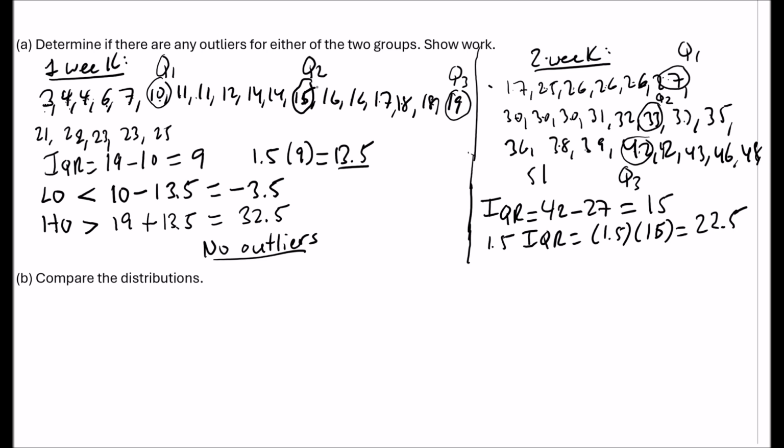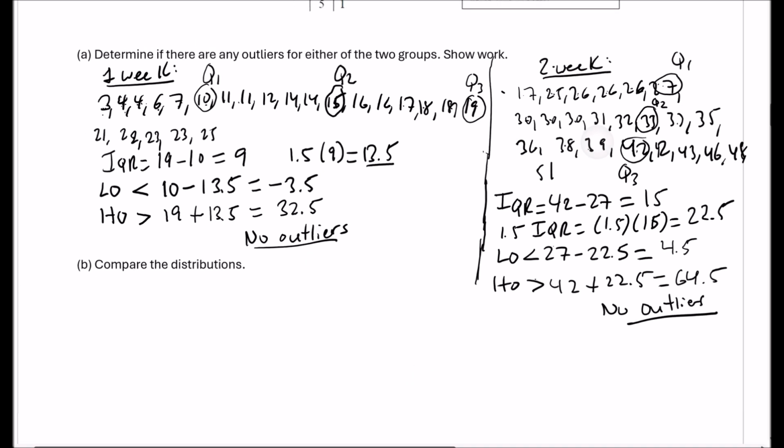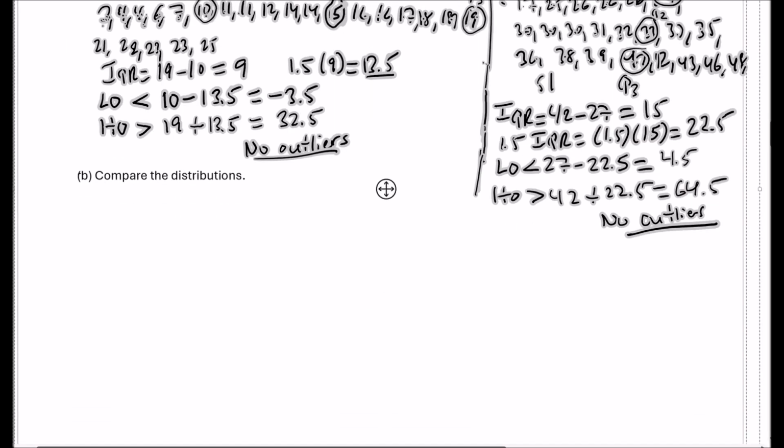And then we could do the low outlier and the high outlier stuff. The low outlier is less than the first quartile minus 1.5 IQR. So 27 minus 22.5, that's going to give you 4.5. The high outlier is greater than the third quartile plus 1.5 IQR. All right, so 64.5. Now there are no numbers greater than 64.5 and less than 4.5. So again, there are no outliers. So no outliers in either group, okay? And we showed our work.